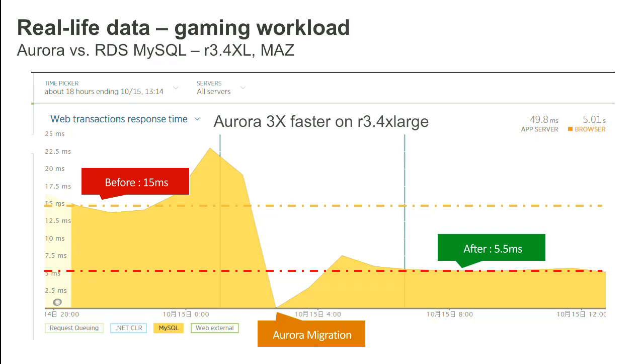What else changed apart from the Aurora side? Nothing. They only changed their database. They switched from having a MySQL environment to Aurora. The instance sizes were the same, R3.4XL, and they had the Aurora environment.